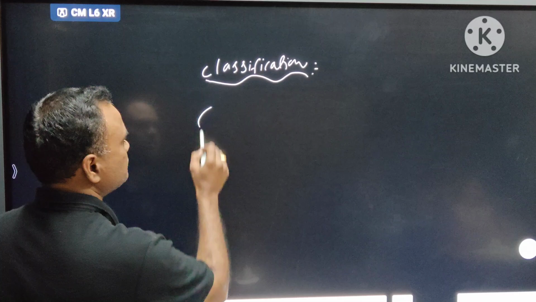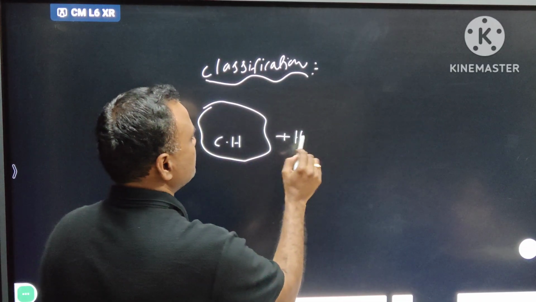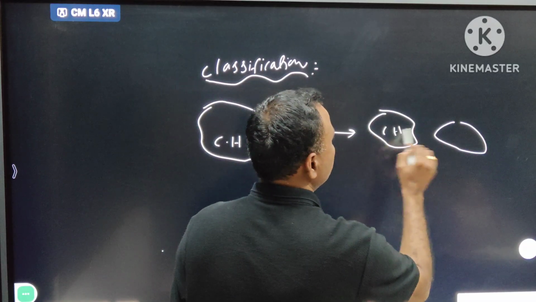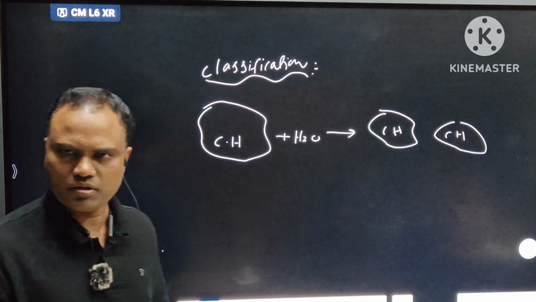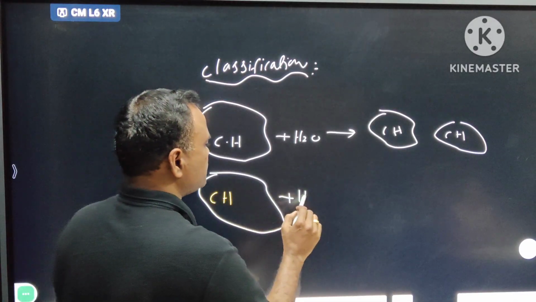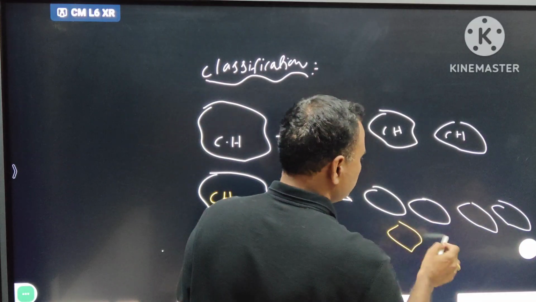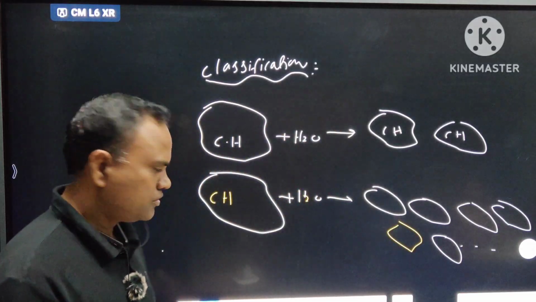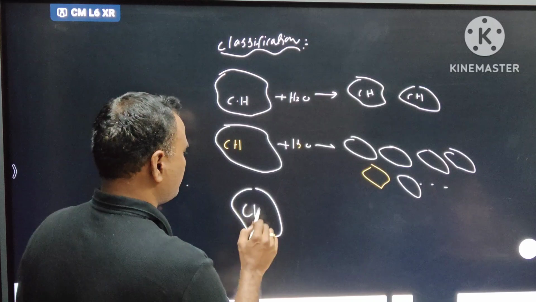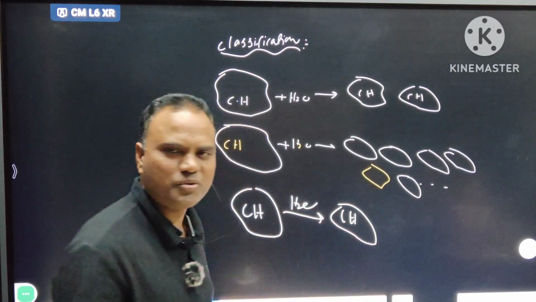For example, this is one carbohydrate. When it is dissolved in water, it gives two smaller carbohydrates. This is one carbohydrate and this is one carbohydrate. And this is one big carbohydrate. When it is dissolved in water, it will produce so many small carbohydrates. This is another carbohydrate. When dissolved in water, it does not give any smaller carbohydrates.